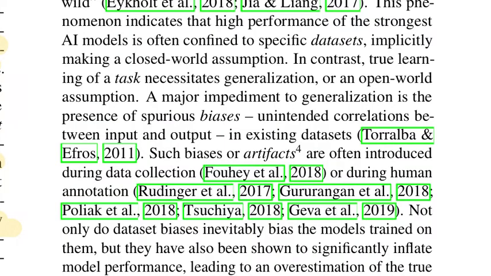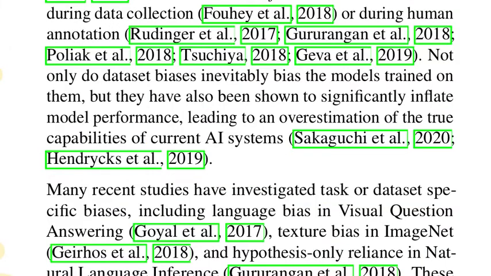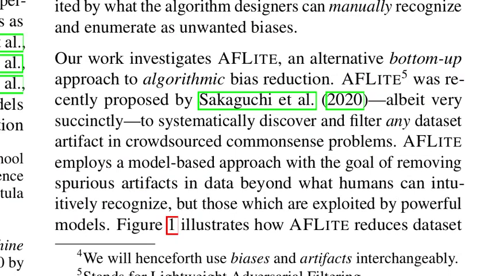The main problem in training that this work is trying to address is overfitting to spurious biases, defined as unintended correlations between inputs and outputs. Some of the problems that these spurious biases cause are biasing the models and also significantly inflating the model performance. To deal with this, the work is focusing on investigating AF-Light, which is an approach to algorithmic bias reduction, and its goal is to systematically discover and filter any dataset artifact in crowdsourced common sense problems.